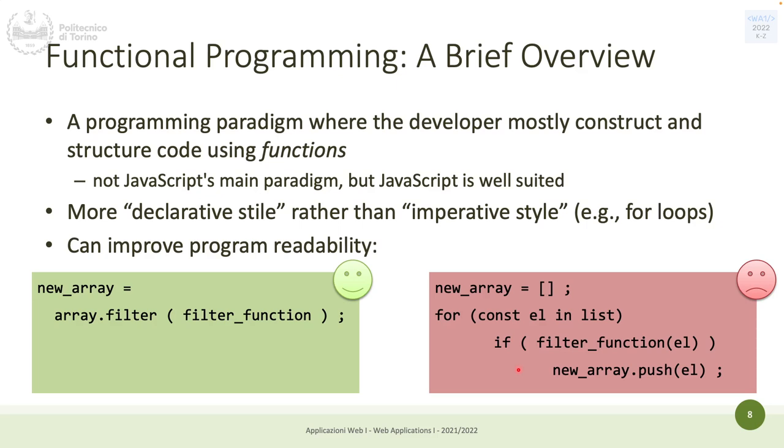So object-oriented programming is a programming paradigm. Functional programming is another programming paradigm where you structure the code via functions. So you build functions. Functions have some properties in this paradigm. And this is not the main paradigm of JavaScript, but JavaScript also has this paradigm, and specifically for arrays.